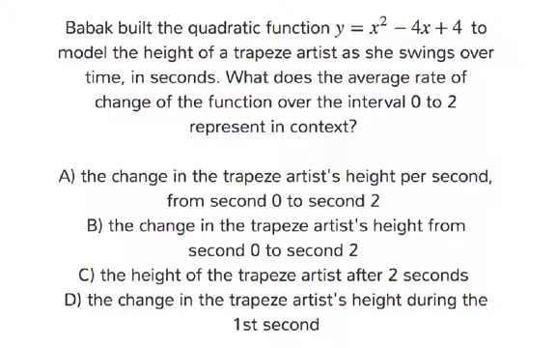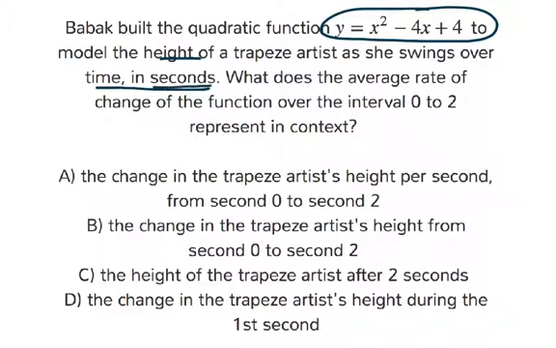Babak built the quadratic function y equals x squared minus 4x plus 4 to model the height of a trapeze artist as she swings over time in seconds. So we have height and we have seconds. What does the average rate of change of the function over the interval 0 to 2 represent in this context?